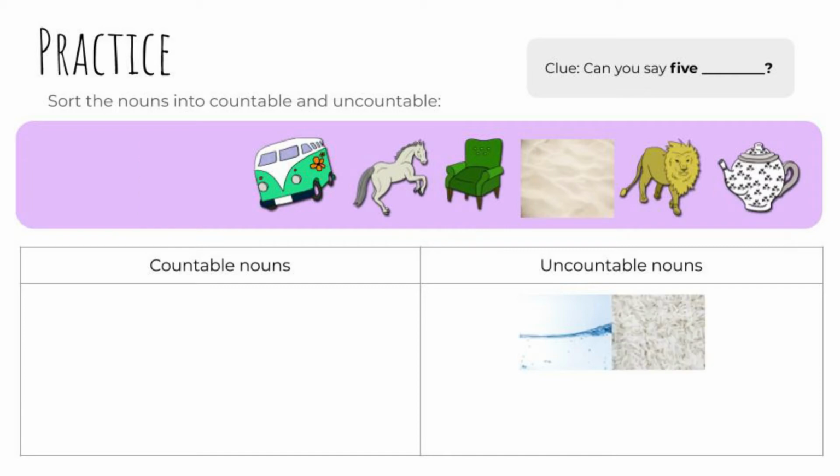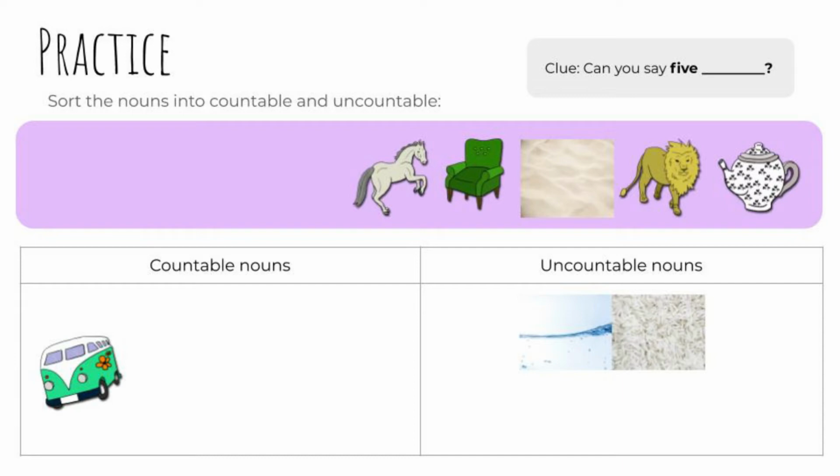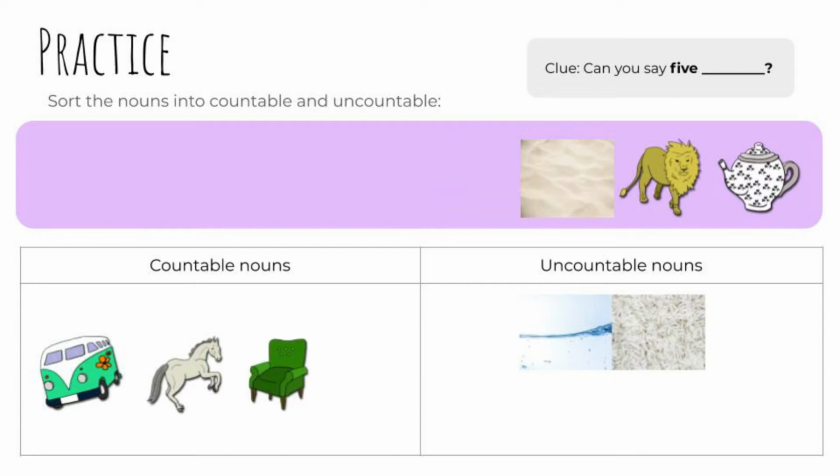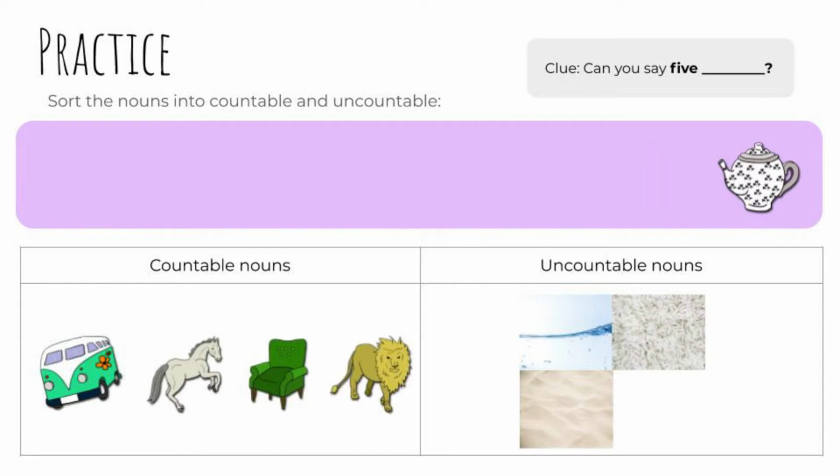Uncountable. Van. 5 vans? Yeah, you can say that. Countable. Horse. 5 horses? Yeah. Chair. 5 chairs? Yeah, countable. Sand. 5 sand? No. Lion. 5 lions? Yeah, that's okay. Tea. 5 tea? No, uncountable.